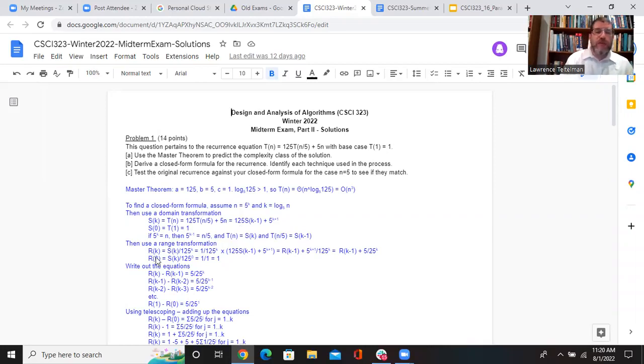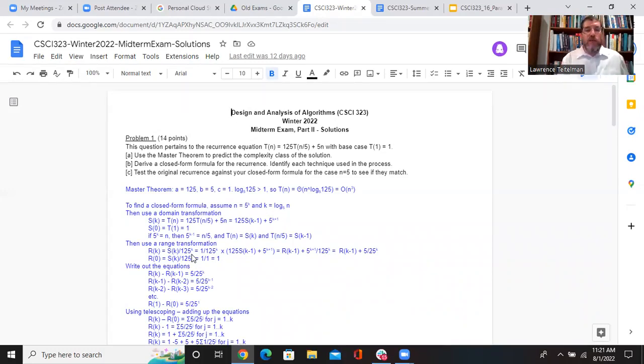We do a range transformation, say R of k is equal to S of k divided by 125 to the k. Now, why is that a range transformation? Because we haven't changed the domain. What was the domain before this transformation? K. And what was the domain after? K, right? So we haven't changed the domain. It's still a function of k. What we have changed is the range, because whatever the output of S of k was before, we're now dividing it by 125 to the k.